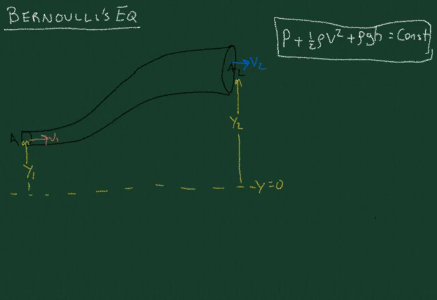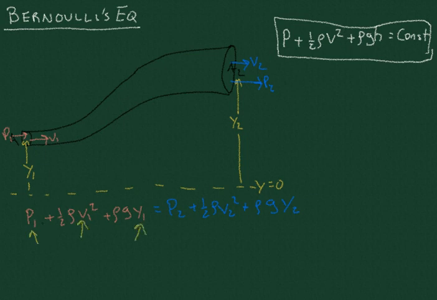So if we look at something like this pipe with fluid flowing through it, we have P1, the pressure coming in on the left, plus 1/2 the density of the fluid times V1 squared, plus the density times g times Y1, is going to be equal to the pressure at the other end, P2, plus 1/2 the density of the fluid times V2 squared, plus the density times g times Y2.